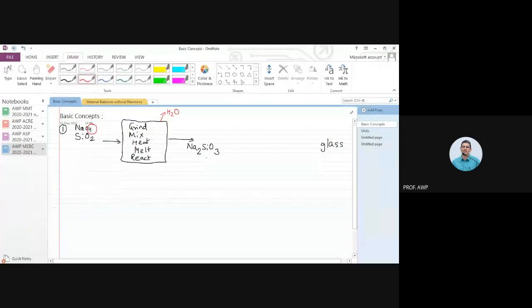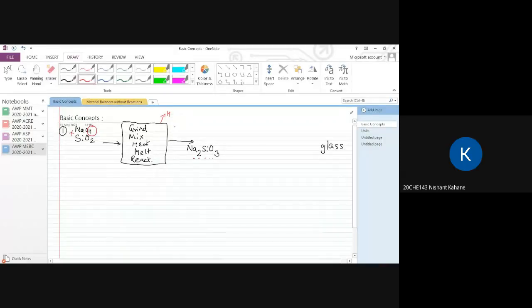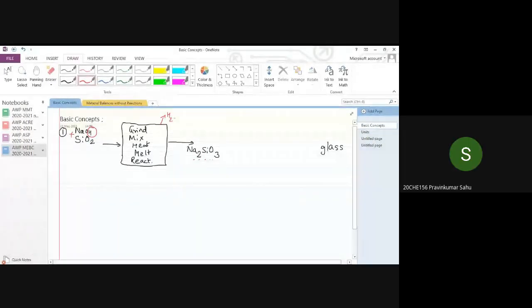Vapor, because sir, water does not appear in the glass, water does not appear here, isn't it? Only when these two react together, then only this sodium silicate will be formed, then only this water will go away. Do you agree with that? Yes, no, somebody say something. Yes, sir.